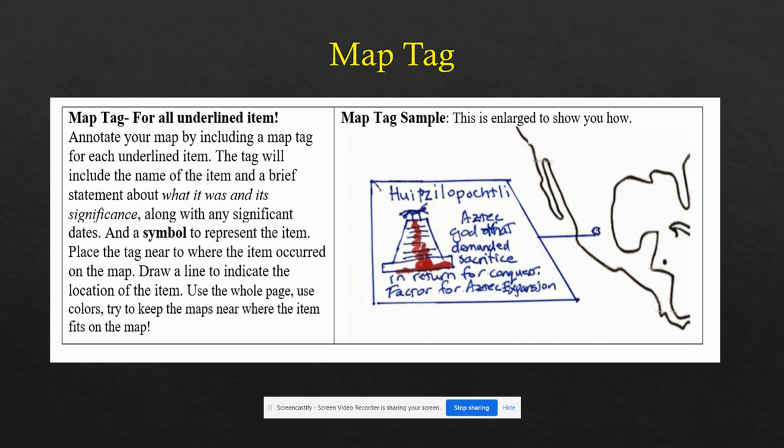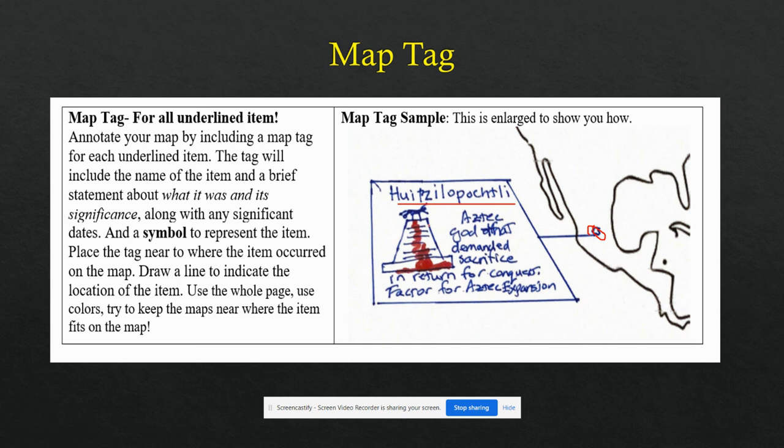So here I had to draw in Lake Texcoco because it wasn't in there. It's some shape like that. The shape is not huge, but it shows the location. Then the tag will include the name of the item and a brief statement about what it was and its significance, and a symbol to represent the item. So here's Huitzilopochtli, and I think I said it right.